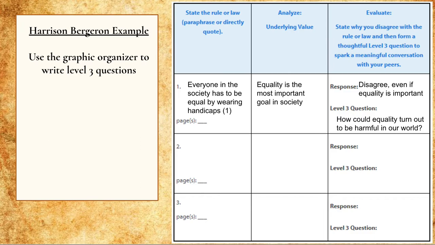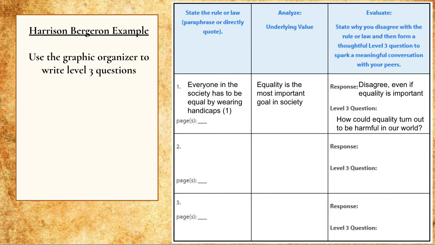Yep. So to turn that into a level 3 question, which remember is a question that takes a step farther even than the inferences from level 2, a level 3 question is about the real world. It goes out of the text and breaks out into the real world. So a level 3 question we could get from this rule is, how could equality turn out to be harmful in our world? In what way could equality maybe go too far?